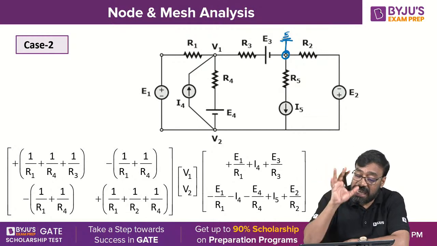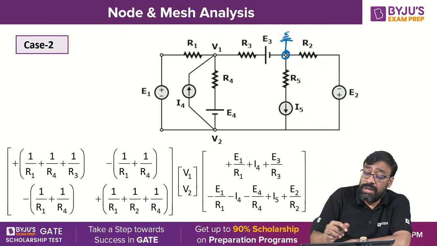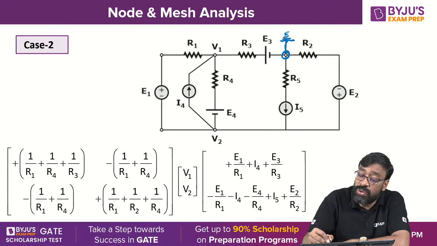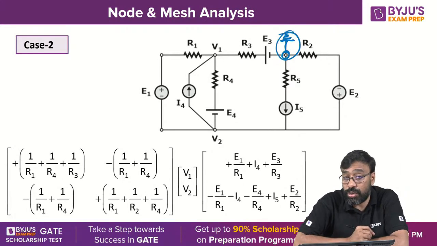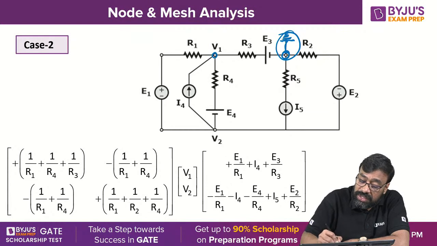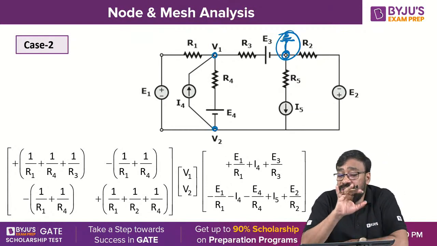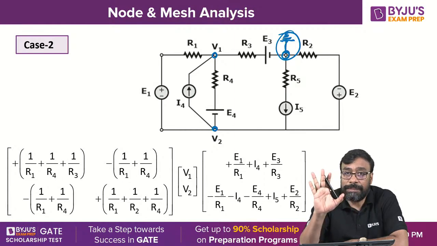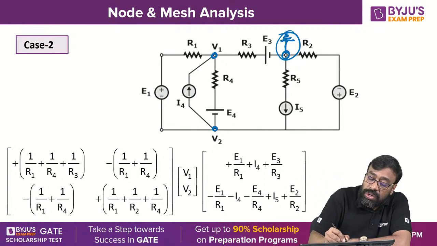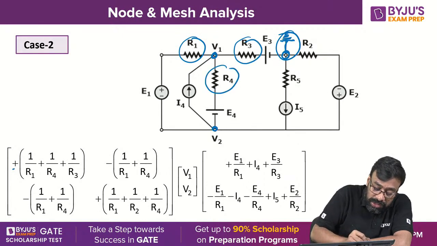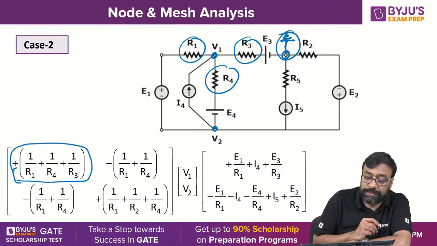That is why I'm taking here the same network, but only the selection of reference node has been changed. This node is selected as a reference node. Now this becomes V1, this becomes V2. I'm not writing the normal equations, I'm writing the inspection method directly. Look at this. At first node, R1, R3, R4 are connected. Therefore, positive sign, 1 by R1, 1 by R3, 1 by R4.